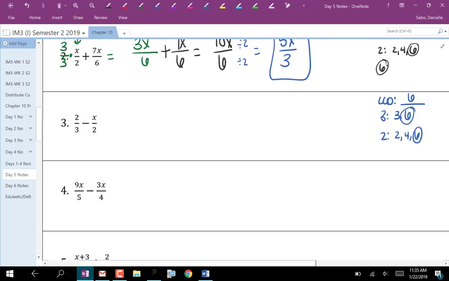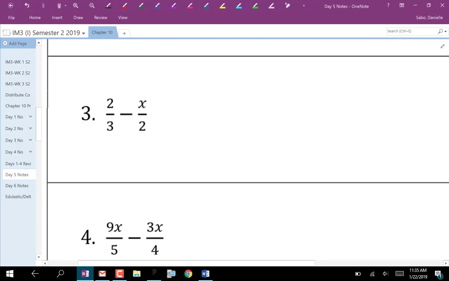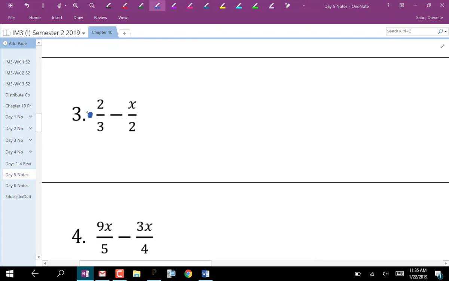Okay? So then, same thing. I have to multiply both of them by something because they're both not 6, and I need 6. So what am I going to multiply this by right here? What over what? Yeah, 2 over 2, because that's going to get me a least common denominator of 6. What am I going to multiply the other one by? 3.